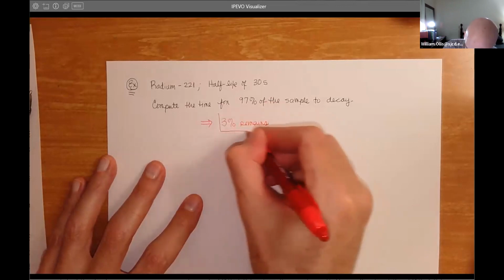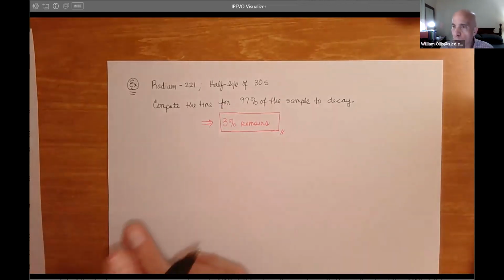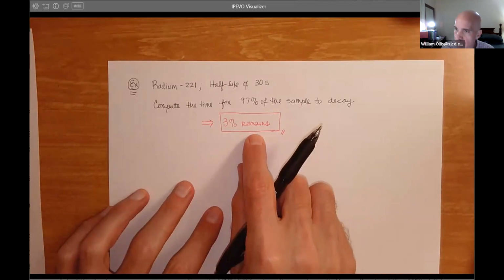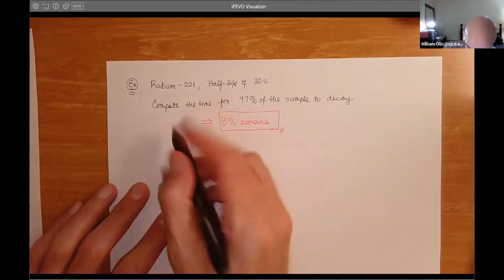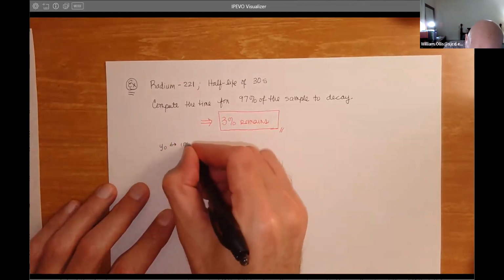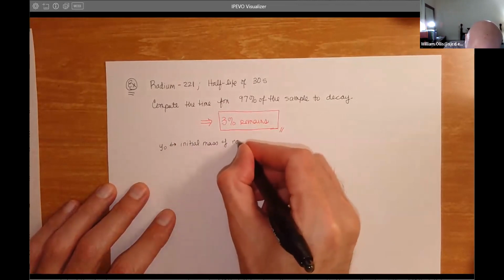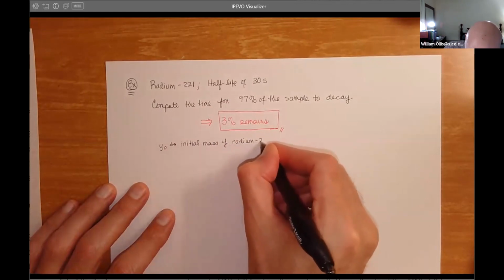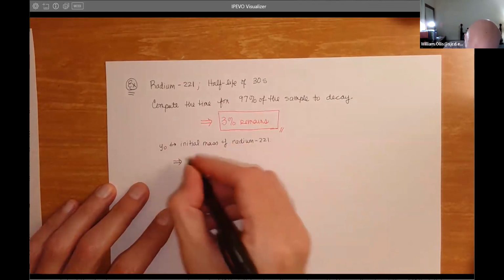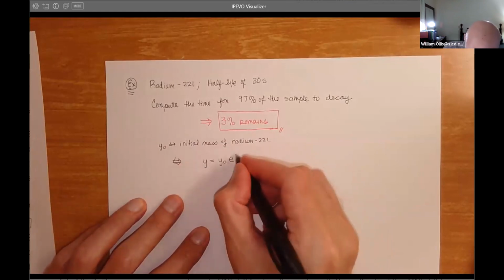So that's imperative. Because remember, when we do these problems, we're trying to figure out, if we have this particular quantity of the sample, what t corresponds to that. So this is very important. This is extremely important. So now we will say y sub 0 corresponds to the initial mass of radium-221. So equivalently, y equals y sub 0 e to the kt.